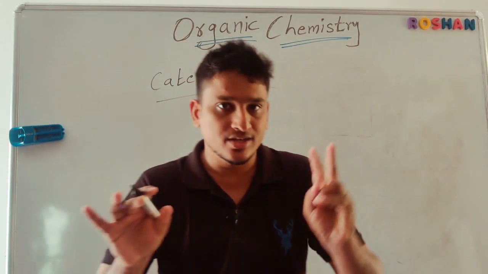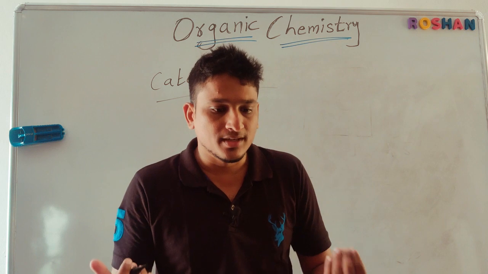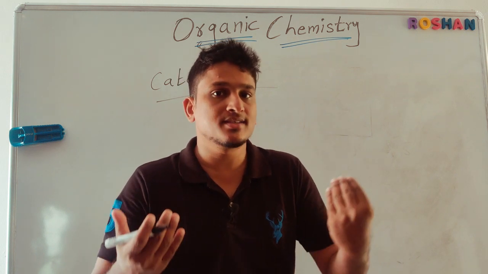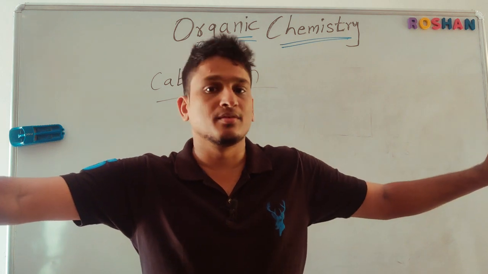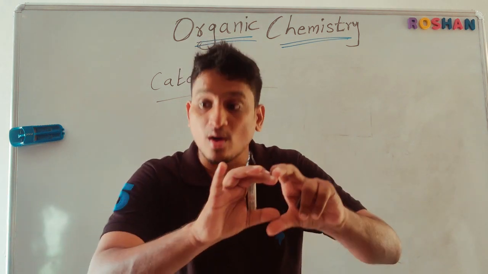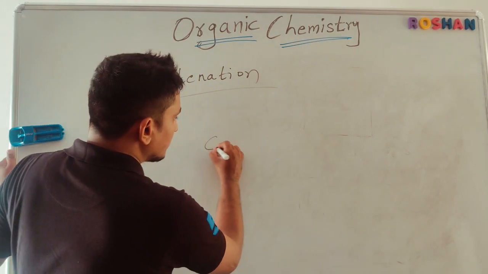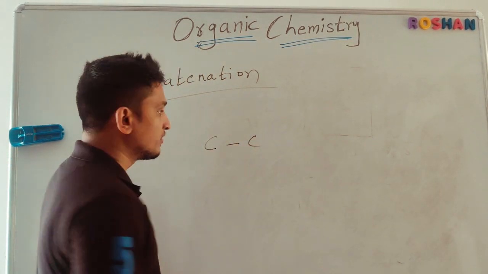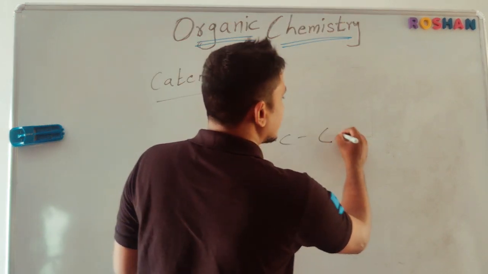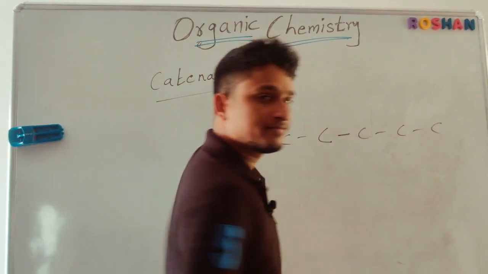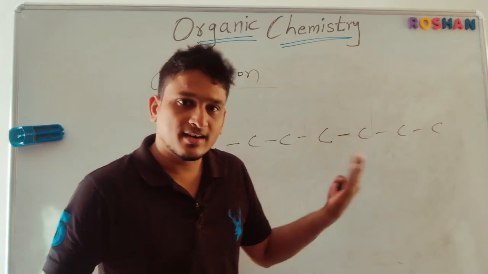catenation. Catenation means the self-linking capacity of carbon, in order to form a large number of molecules and the longest chains of molecules. That means carbon can bond with another carbon, that we know. This carbon can bond with another carbon also, and another. There is no end. This is life. These are nothing but life forms.